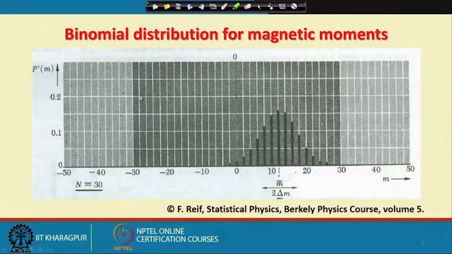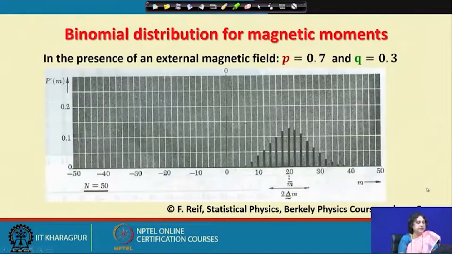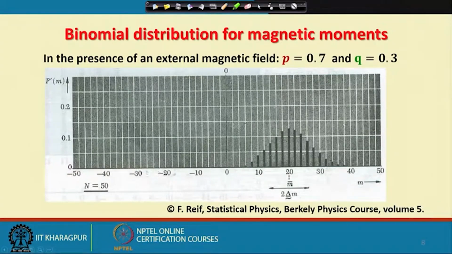As you see, the range of small m values increases with the increase in the total number of particles, and this is for capital N equal to 50, where we have covered the entire range from minus 50 to plus 50 for the m values of the system.